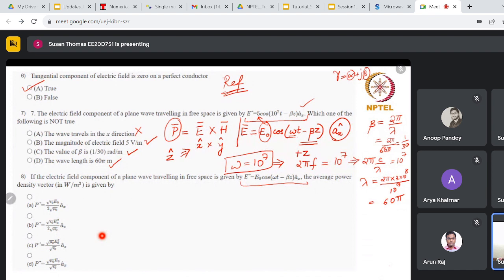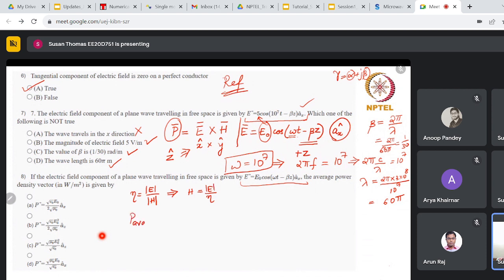For that, what I told in the previous question. So you can write Poynting vector P as E cross H. Okay. And you also know that the impedance eta is basically modulus E by modulus H. Okay, intrinsic impedance is the ratio of mod E to mod H. Now, if you want, I can write H as E by eta, mod E by eta.